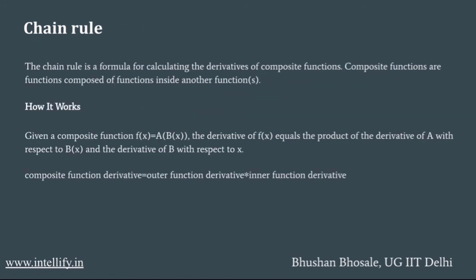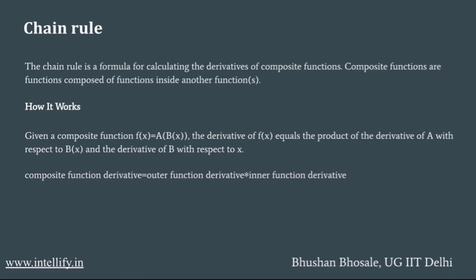Okay, now chain rule. The chain rule is a formula for calculating the derivatives of composite functions. Now, what are composite functions? For example, sine of 3x is a composite function. Why is it a composite function? Because it is not sine of 3, it is not sine of x, it is sine of 3x. 3x is another function and sin x is another function, that is a of b of x is a composite function.